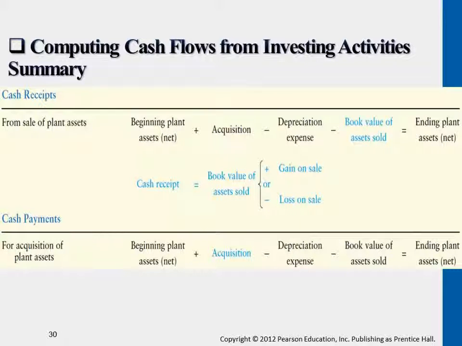So if you know this, all the questions here will be very easy because it will tell you 3 or 4 parts of it. You just figure out either the book value sold or the acquisition part.